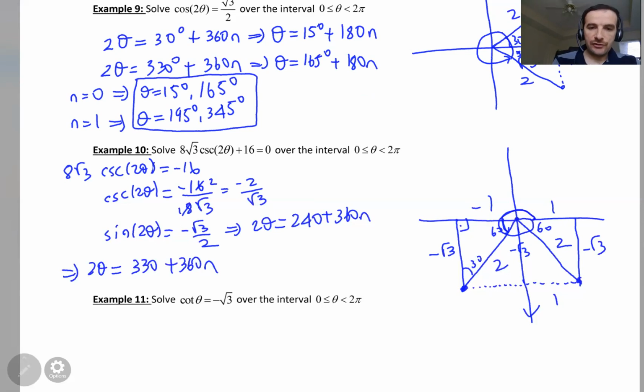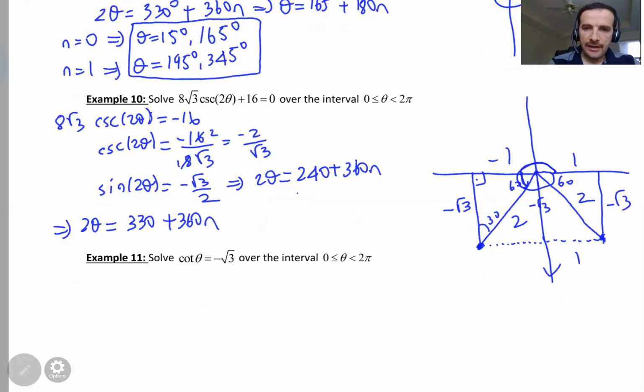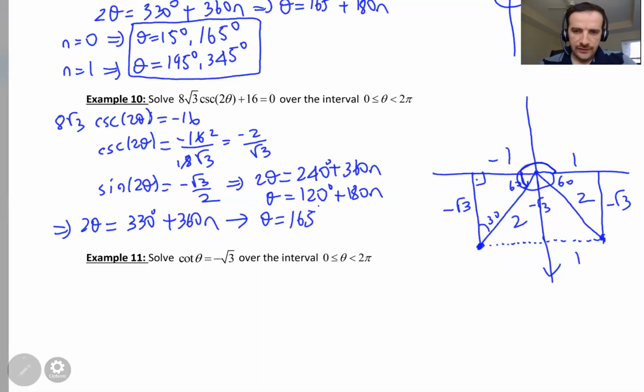So I have to solve these equations for theta. Do I have enough space for that? Okay. So from there I get theta is equal to, dividing both sides by 2, 120 plus 180n, of course in degrees. And from the second I get theta is equal to, if you divide both sides by 2, 150 degrees plus 180n.